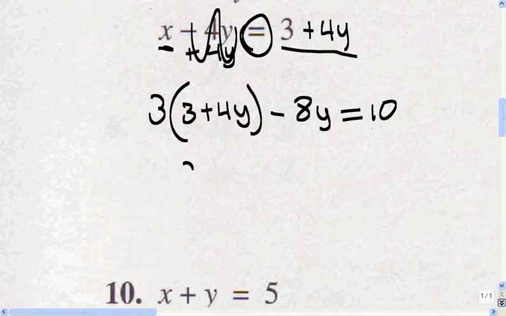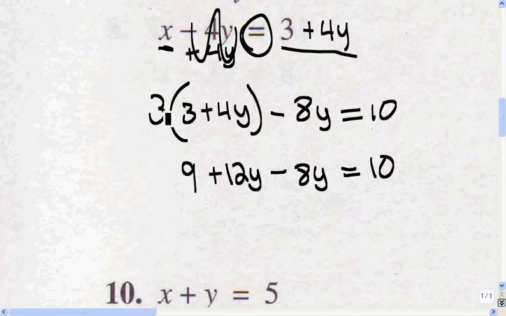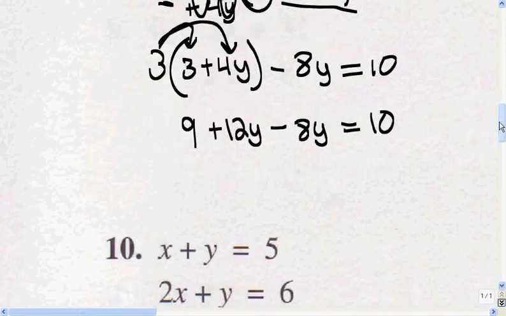3 times 3 is 9. 3 times 4 is 12y minus 8y equals 10. Remember, whenever you have a number in front of the parentheses, you multiply that number times everything inside the parentheses. That's called the distributive axiom, or the distributive property. You distribute the 3 with the 2 numbers inside the parentheses.